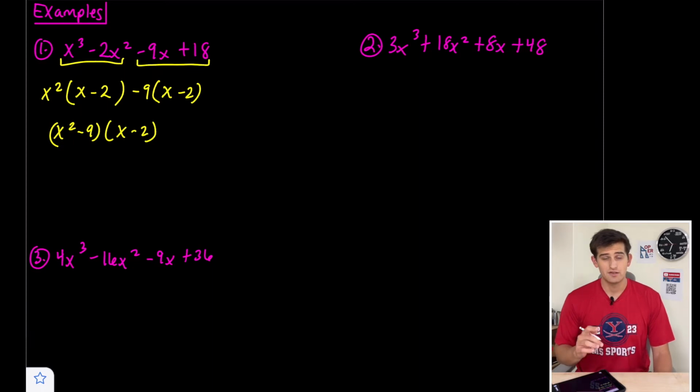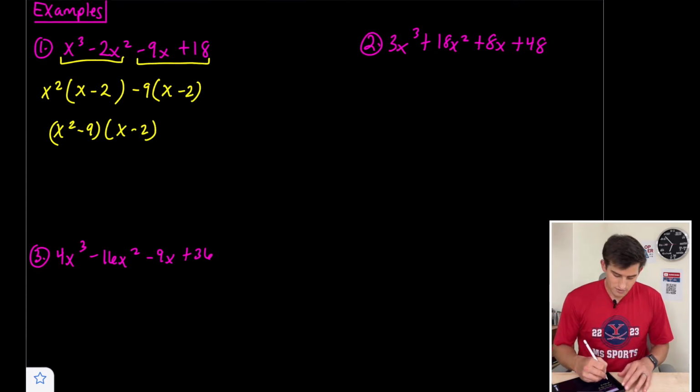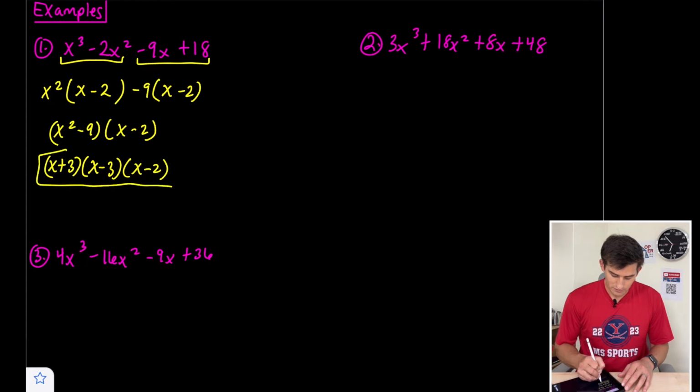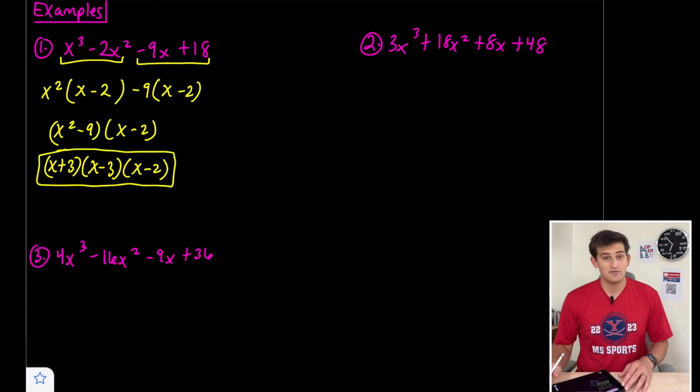Now, one thing we notice, hopefully, is that x squared minus 9 is the difference of 2 squares. So we can factor this even further. Right now it's not factored completely. We know the difference of squares factors as the sum and difference pattern. So x squared minus 9 would be x plus 3 times x minus 3. And then we have our final binomial at the end, which was x minus 2. So that would be our final factorization for number 1.